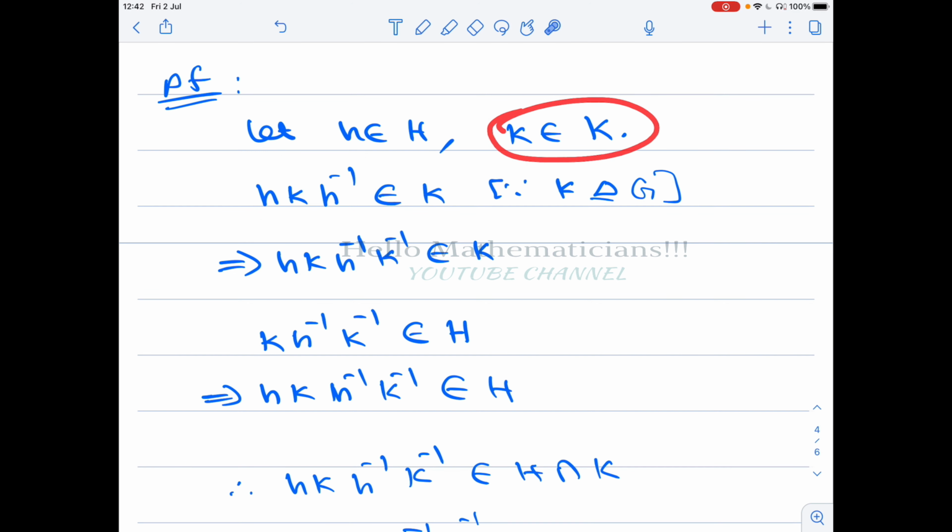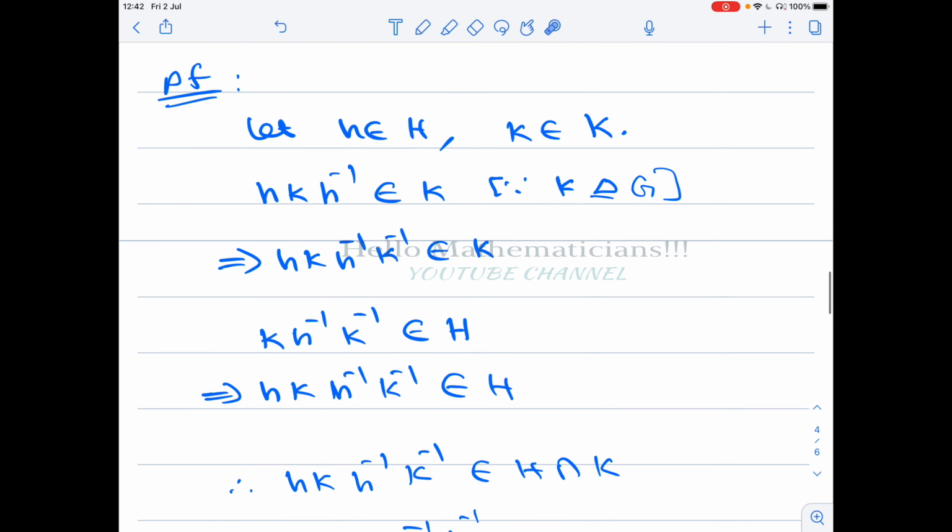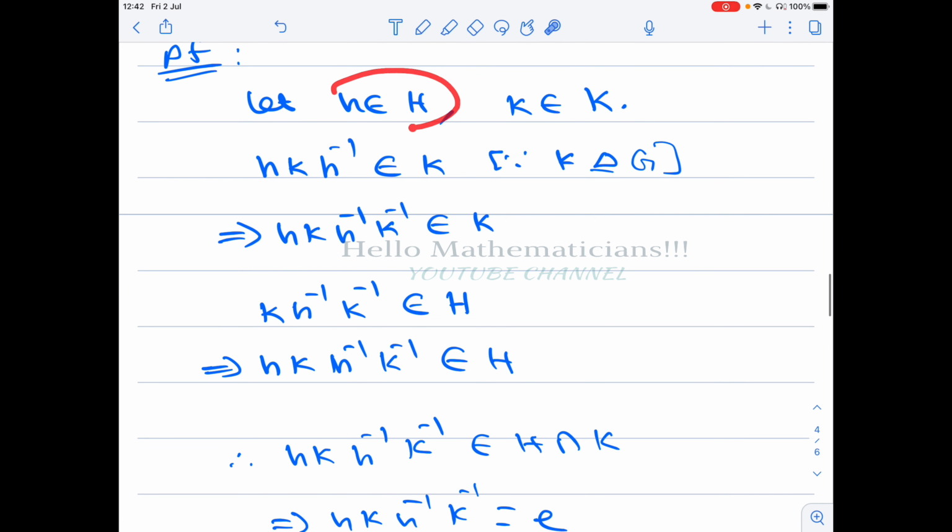Now k is an element of K and K is a subgroup. Therefore, k inverse is also an element of K. So this is an element of K and k inverse is an element of K. Their product hkh inverse k inverse belongs to K. Similarly, h is an element of H. Therefore, h inverse will be an element of H.